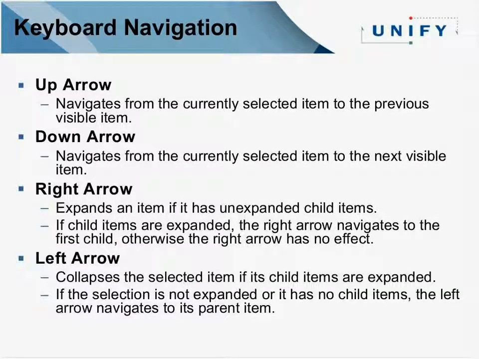Keyboard navigation. You can use the keyboard to navigate through your tree control. Up arrow navigates up inside the tree, down arrow navigates down. Right arrow expands the next level of a child item, and left arrow collapses the selected item if the child item is expanded. So you can use the arrow keys on your keyboard to manage all the selecting and so on inside your tree control.